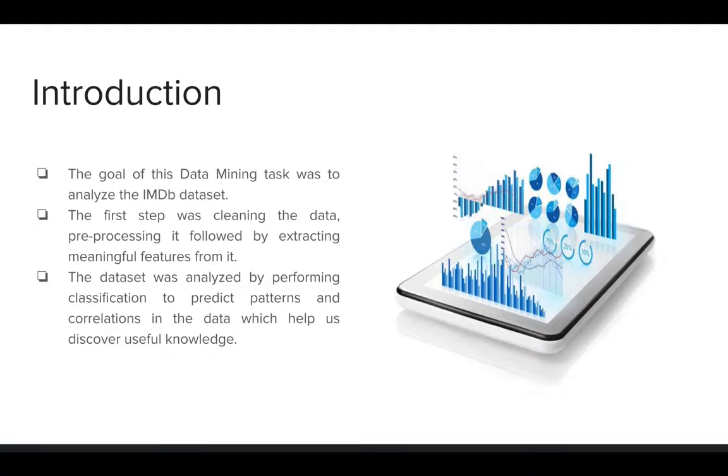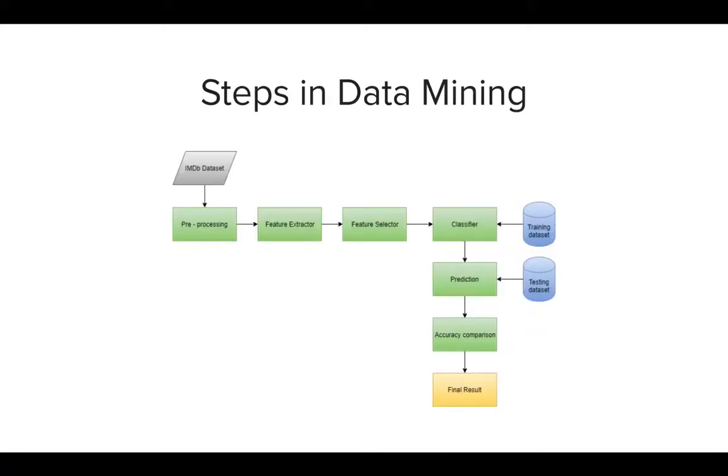We have used the classification data mining technique today and have performed the analysis based on naive Bayes and decision tree classifiers to predict the success of movies on the basis of average user ratings. The steps in data mining for this dataset are as follows: preprocessing, feature extraction, feature selection, classification, prediction, and accuracy comparison, followed by the final result.